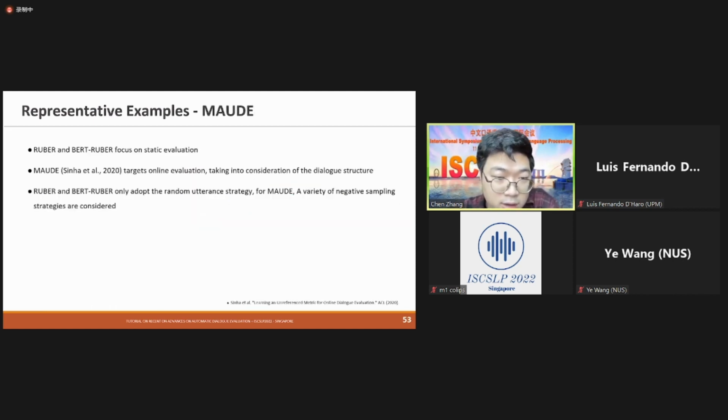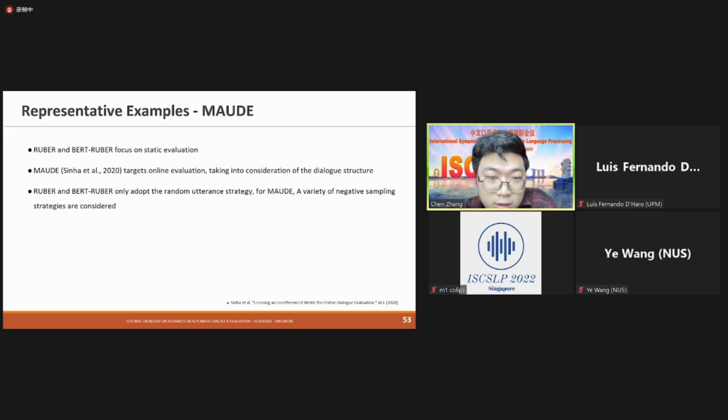Okay, so the third representative example is MAUDE. The reference-free modeling of RUBER and BERT-RUBER is kind of problematic, because firstly they are designed for static evaluation. This means that they only evaluate the local contextual relevance of the context and the response. If you recall the previous slides on human evaluation, in the per-turn evaluation setup, we would like to evaluate dialogues turn by turn in an interactive manner. But RUBER and BERT-RUBER are not designed to handle such situations.